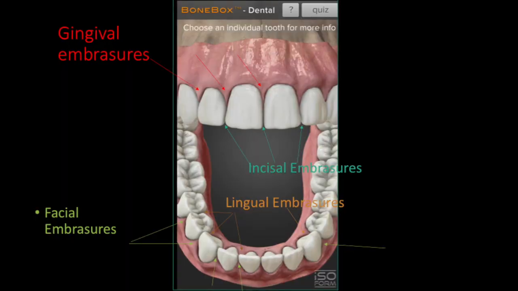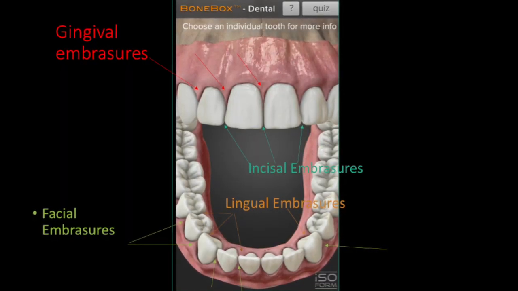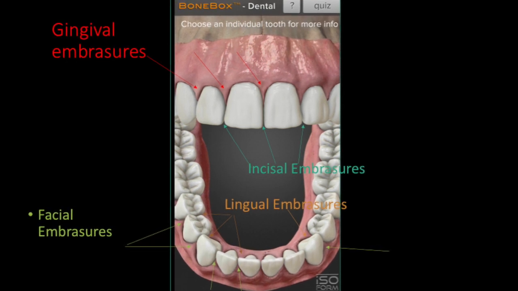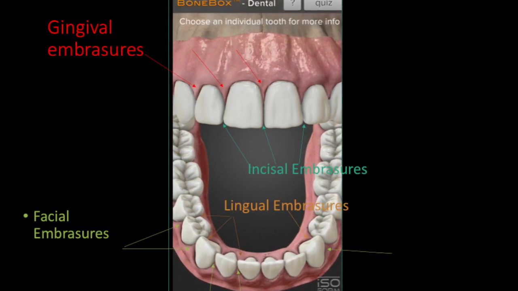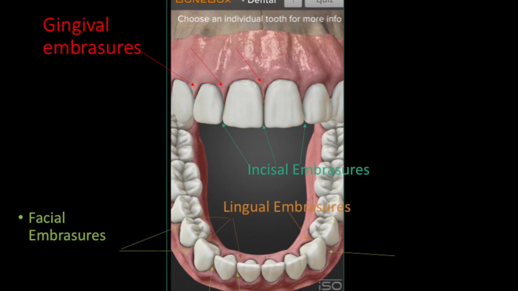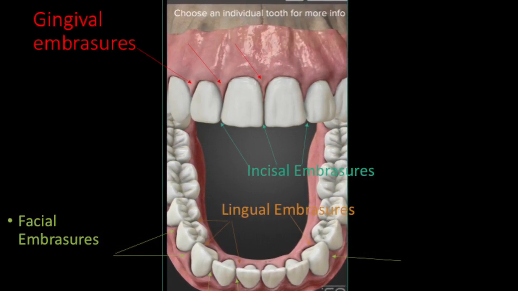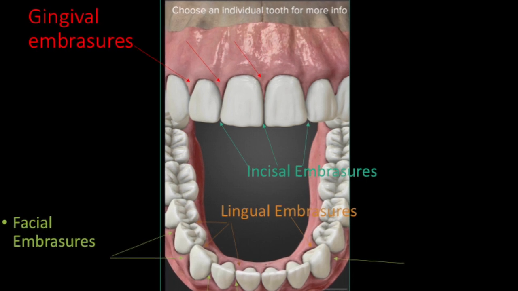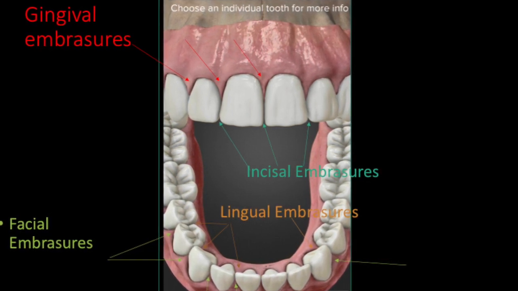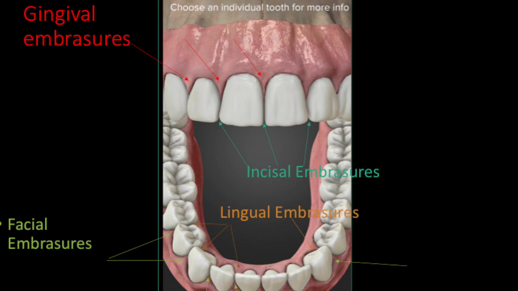So here's a little 3D diagram for you. This is brought to you by BoneBox Dental Light. It's a nice app for dental anatomy. Up in red you can see your gingival embrasures, in green your facial embrasures, orange lingual embrasures, and turquoise, teal, I'm not really sure, you can see your incisal embrasures.